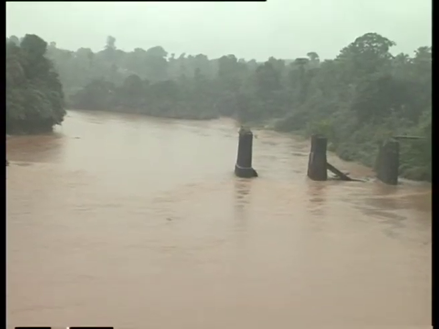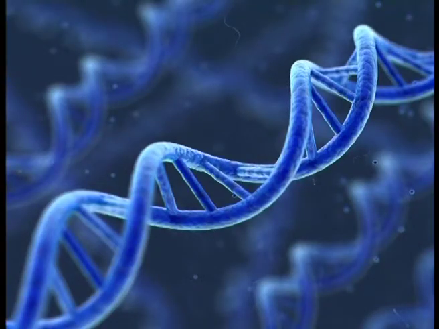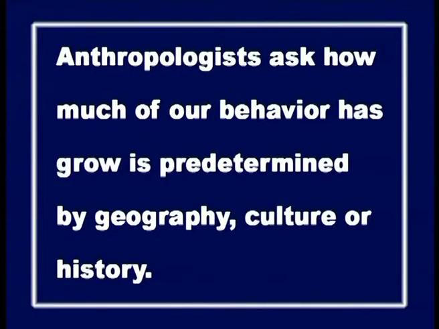In social science, it's about what shapes us, both as individuals and as members of society. And what are those? Is it nature or is it culture? Is it inherited genetic predisposition, which is nature, or what we learn as we grow up, which is culture, that predominantly shapes us and our differences as individuals? For example, anthropologists ask how much of our behavior as a group is predetermined by geography, culture, or history.